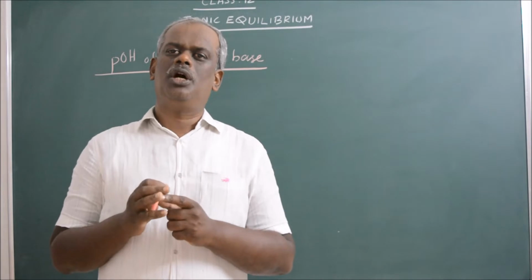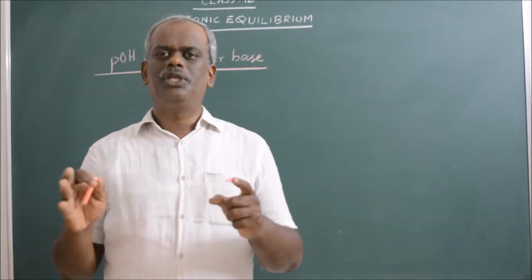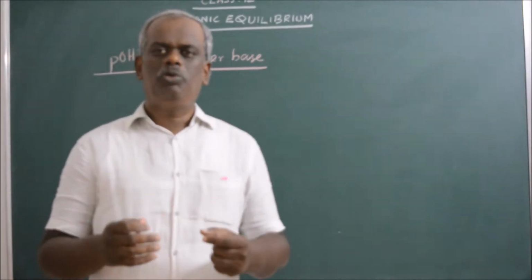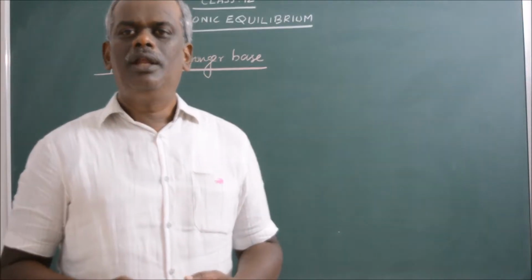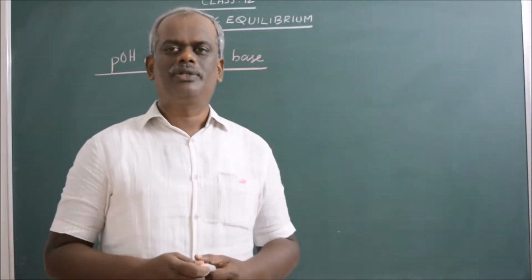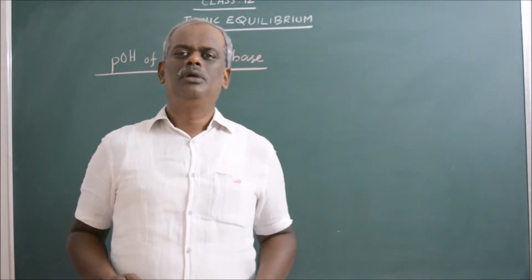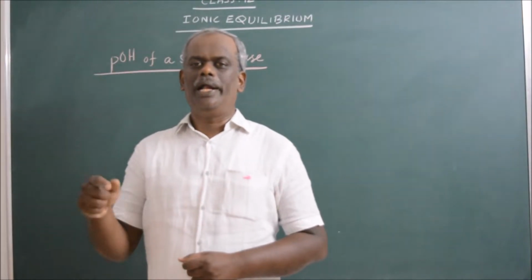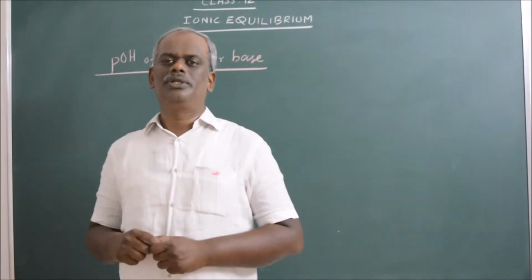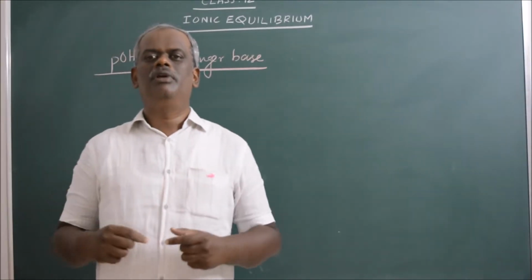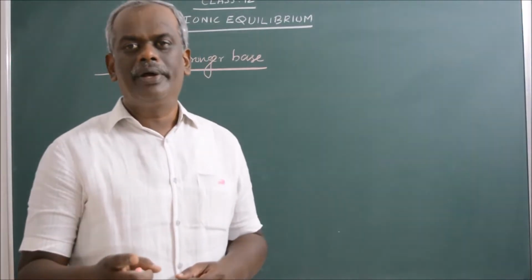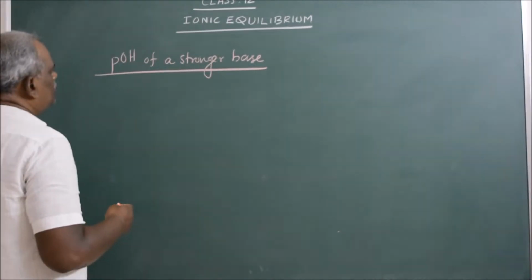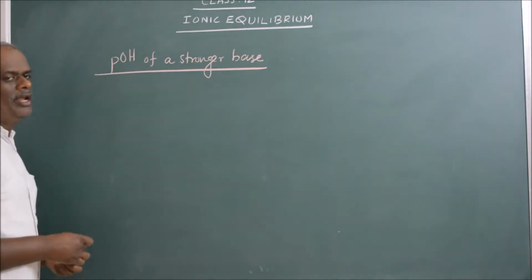The bases which are completely dissociated in their solution to form the positive ion and the negative OH minus ions. So the bases which form the positive ion and the hydroxide ions in their solution, when completely dissociated, we can call them stronger bases. For such stronger bases, how to find the pOH value?